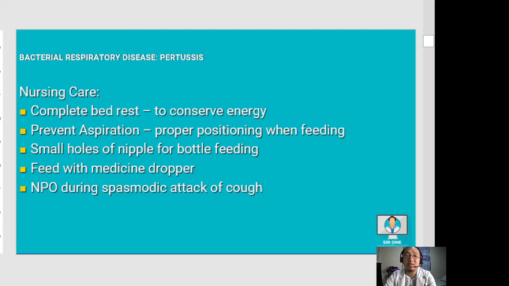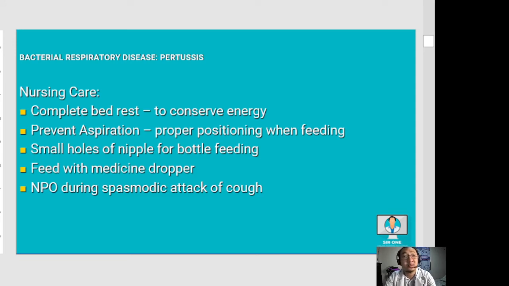Nursing care, aside from the treatment, is complete bed rest. This is to conserve energy and, some references would say, prevent complications, prevent aspiration because of the choking episodes and vomiting episodes. Proper positioning when feeding, small holes of nipple for bottle feeding for infants. Feed with a medicine dropper if possible or if it's necessary. And during the attack of cough, it is highly advisable that the patient not take in anything by mouth.